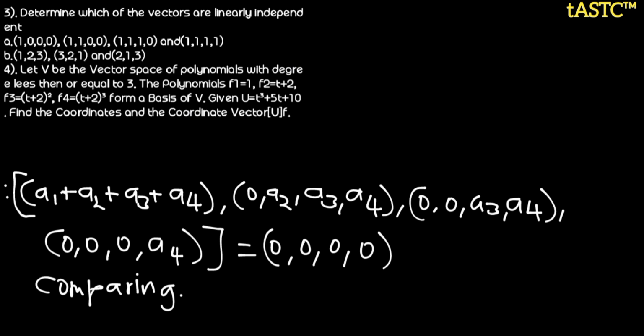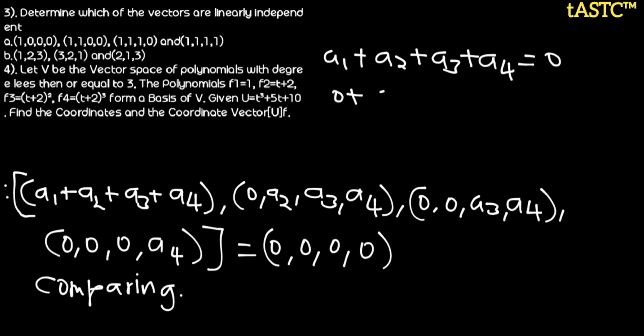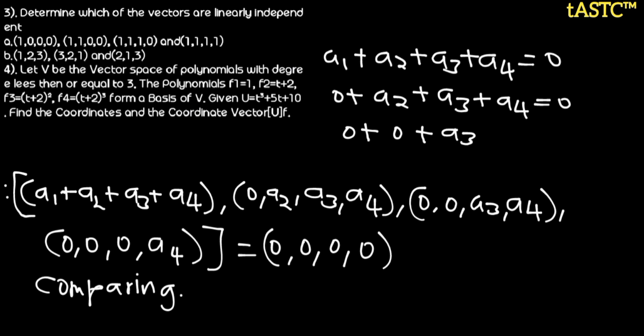we're going to have that a1 plus a2 plus a3 plus a4 will be equal to 0. Next up, we should have 0 plus a2 plus a3 plus a4 equal to 0. And we have 0 plus 0 plus a3 plus a4 equal to 0. And finally, we have 0 plus 0 plus 0 plus a4 equal to 0.